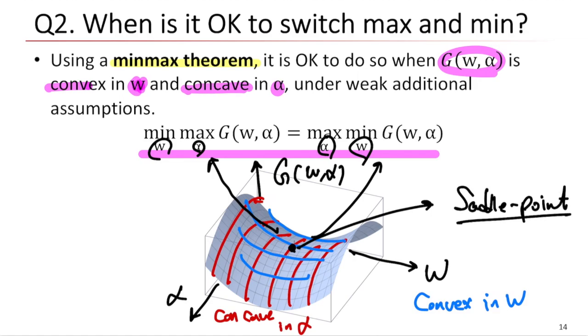What does it mean? If the auxiliary function G of W alpha is convex in W and concave in alpha, then we can say that rather than solving this original function, we can solve this switched version of the loss function, which will be much easier to solve than the original one. Okay, so this is the min-max theorem.